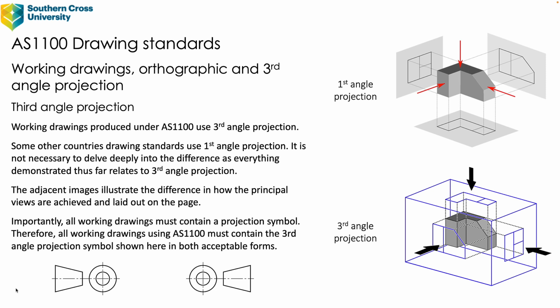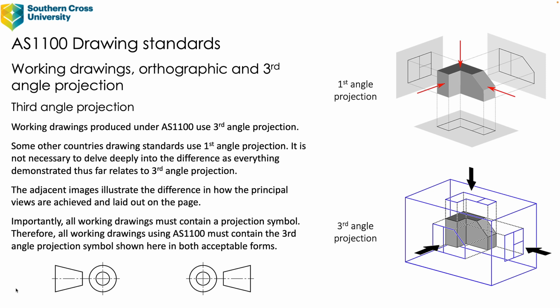Okay, so now let's just have a quick look at third angle projection. Working drawings produced under AS1100 use third angle projection. Some other countries' drawing standards use first angle projection. Now, it's not necessary to delve deeply into the difference, as everything demonstrated thus far relates to third angle projection. And the reality is, if you're operating in Australia, we're always using third angle projection. It's just that you need to be aware.